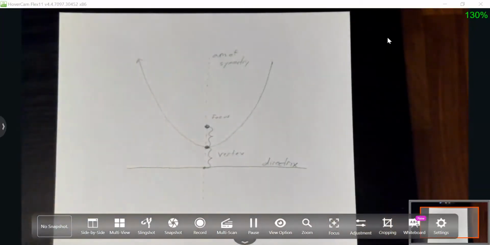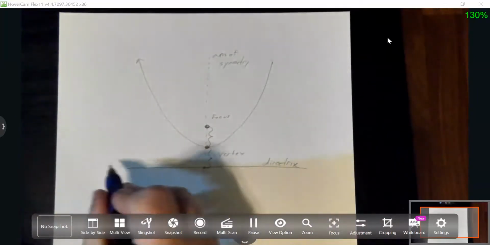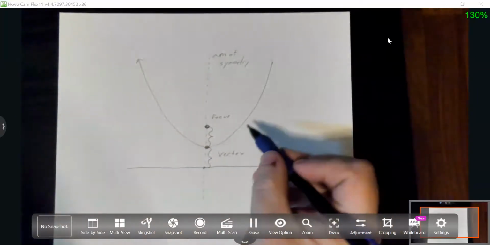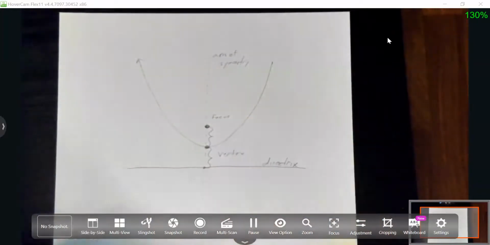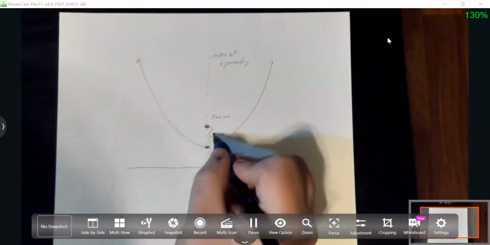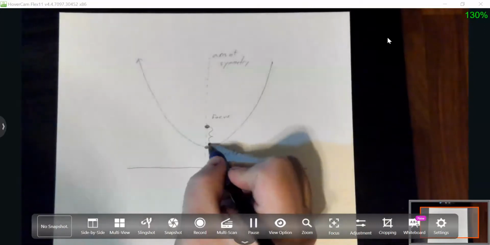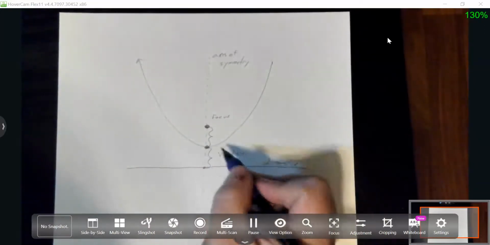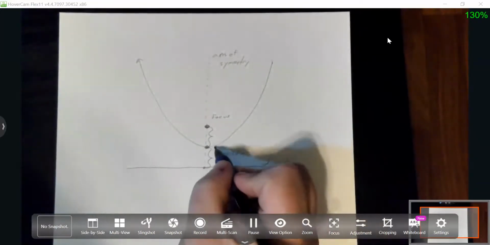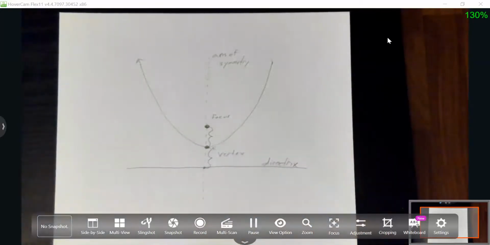So this gives us two more pieces of information. Again, a directrix is this horizontal line, and then we have a focus. Our first key piece here is that the distance between the focus and the vertex, and the distance between the vertex and the directrix, is the same distance. That distance is always exactly the same amount.